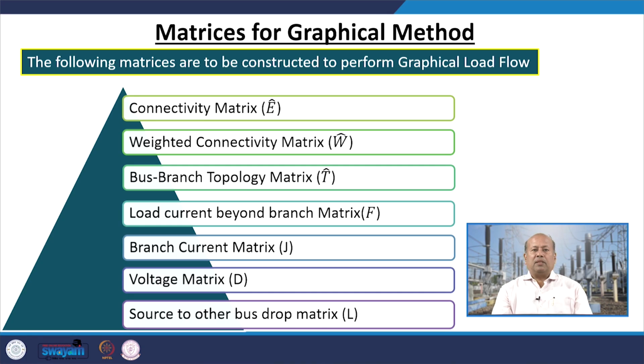Now, what are the matrices that we normally use for graphical methods? The following matrices are to be constructed to perform a graphical load flow. The first one is going to be the connectivity matrix, represented by E. We will discuss how these matrices are generated. Then the weighted connectivity matrix represented by W, the bus branch topology matrix represented by T, the load current beyond branch matrix represented by F, the branch current matrix represented by J, the voltage matrix represented by D, and the source to other bus drop matrix represented by L.